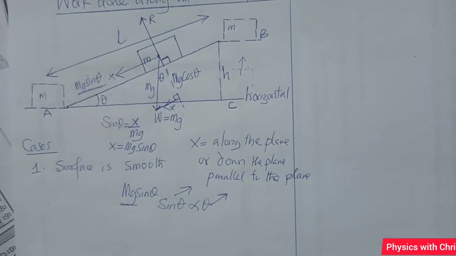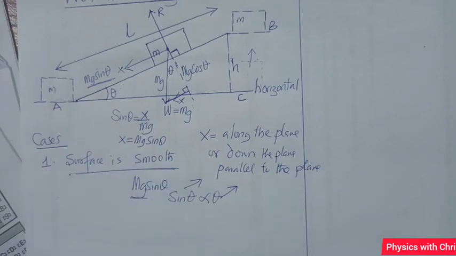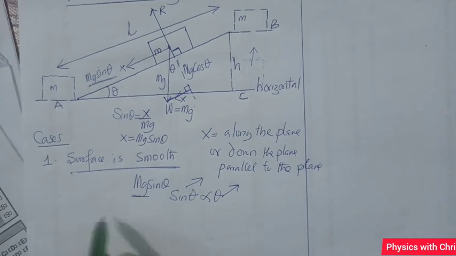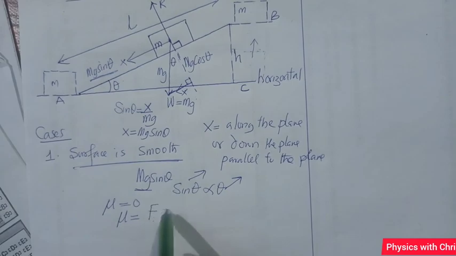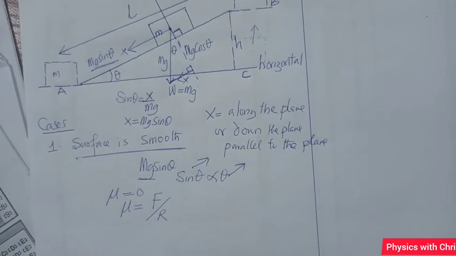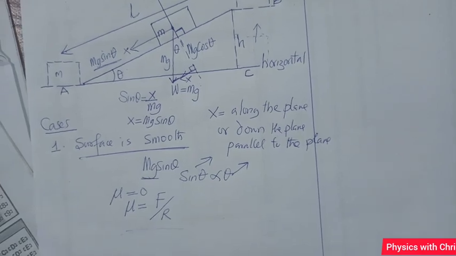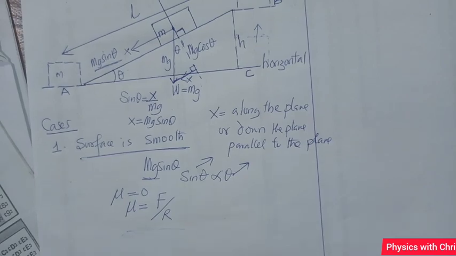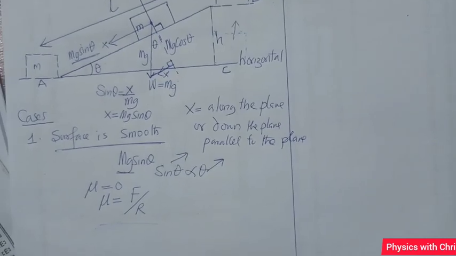All right, in this case, suppose the slope is smooth. Let's start with an inclined surface that is perfectly smooth, so that the coefficient of friction mu is equal to 0. Remember that the coefficient of friction is defined as frictional force divided by the normal reaction. So for a perfectly smooth surface, that coefficient of friction is 0, and that means a friction force is absent in this situation.